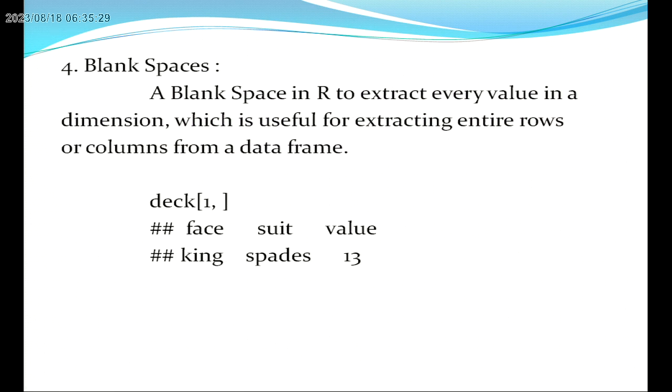The next one is blank spaces. A blank space in R extracts every value in a dimension, which is useful for extracting entire rows or columns from the data frame. deck[1, ]: we can use the syntax deck[1, ] with the comma, and after that no value is mentioned. So the first row value is returned from the deck: face suit value, and it returns king spades 13. This is the first row in our deck.